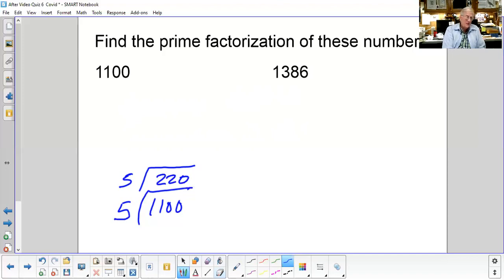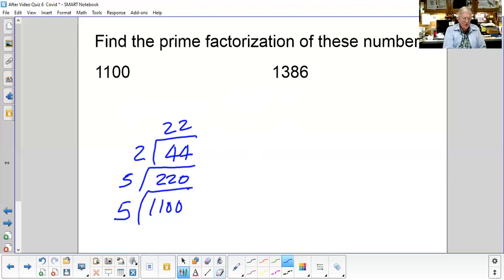Well, let's see, how many times will 220 divide by 5? 220 divided by 5 is 44. Is 44 a prime number? Well, it's even, isn't it? Since it's even, it's divisible by 2. So I'm going to divide it by 2. And when I do, of course, I get 22.